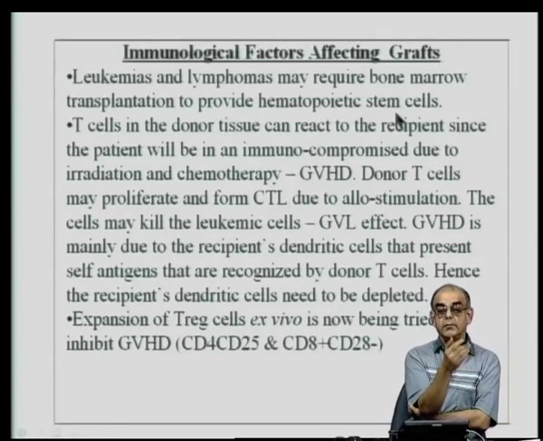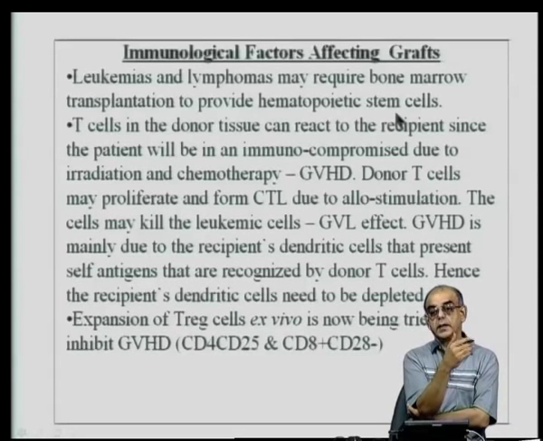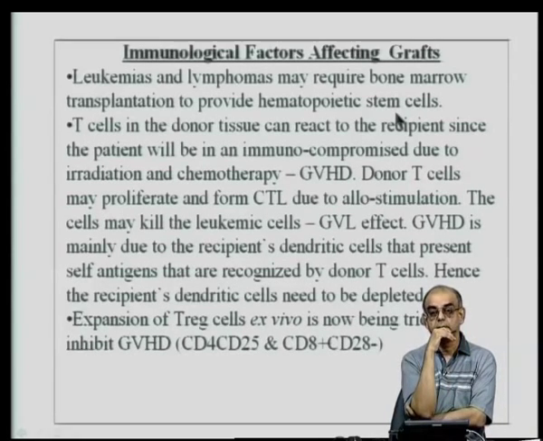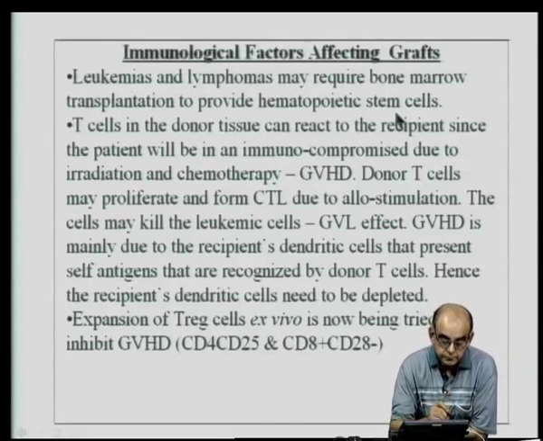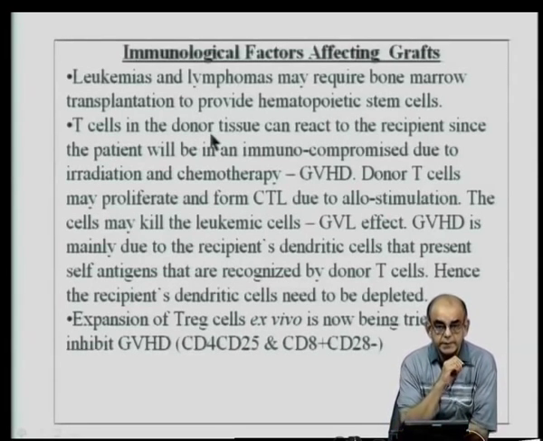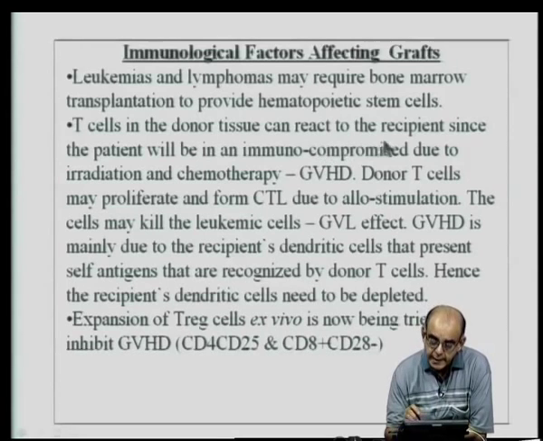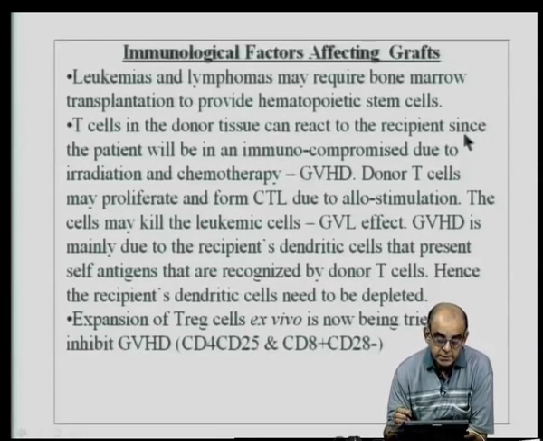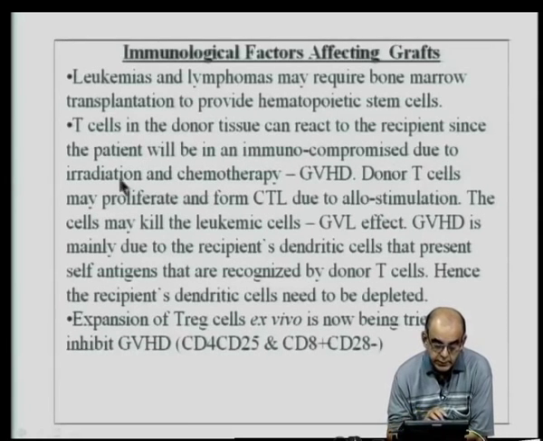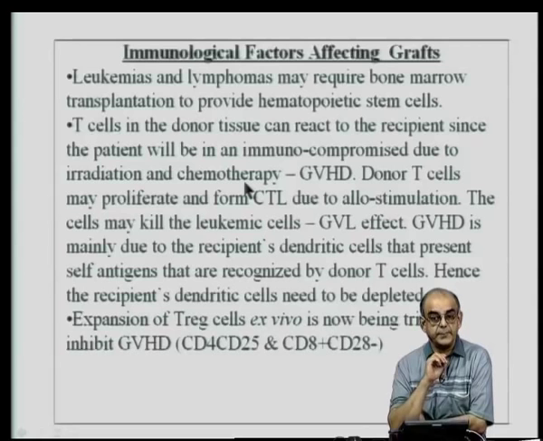As these blood cells are differentiating, tolerance sets in, and that could perhaps mean that there could be a longer time for a particular graft to survive. T cells in the donor tissue can react to the recipient, which we are studying in this lecture, since the patient will be in an immunocompromised state due to irradiation and chemotherapy.